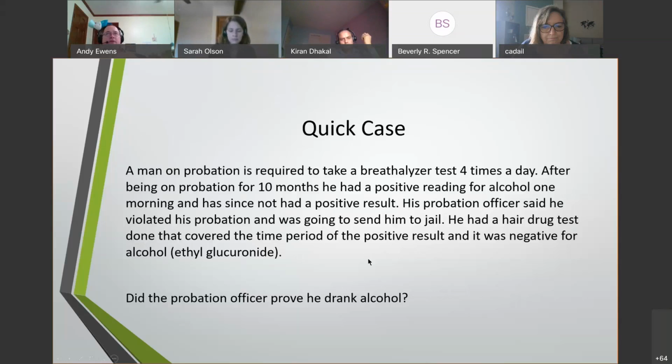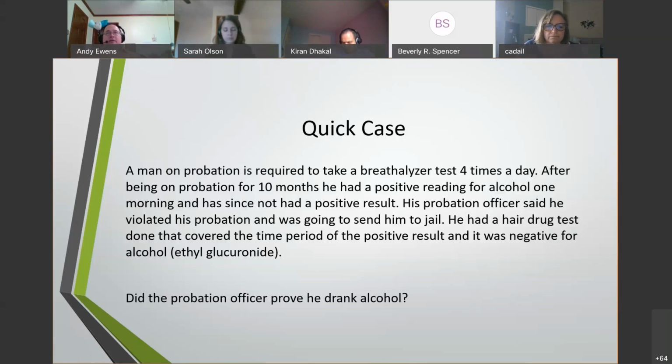A man was on probation. They were required to take a breathalyzer test 4 times a day. So this question is actually based on a case that I had. It was not in North Carolina. There are some states where people on probation will be required to use a breathalyzer multiple times a day to show that they're not consuming alcohol. Okay, so this probationer had to use a breathalyzer 4 times a day.